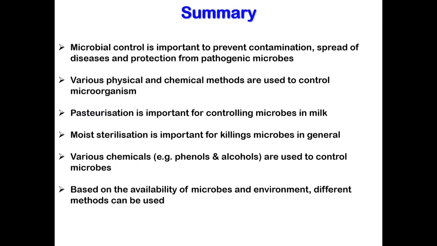So in summary, microbial control is important to prevent contamination, spread of disease, and protection from pathogenic microbes. We've learned about various physical and chemical methods that are used to control microorganisms. We've looked at pasteurization, which is important for controlling microbes in milk. We've learned about autoclaving, so that's moist heat sterilization, which is important for killing microbes in general. And we've learned about the various chemical methods used to control microbes. And based on the availability of microbes in the environment, we've learned that different methods can be used.